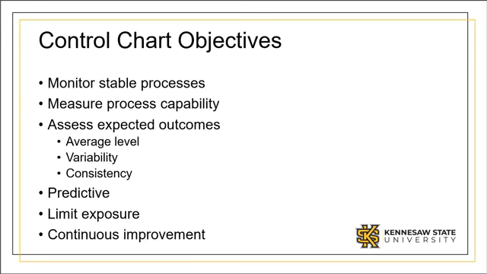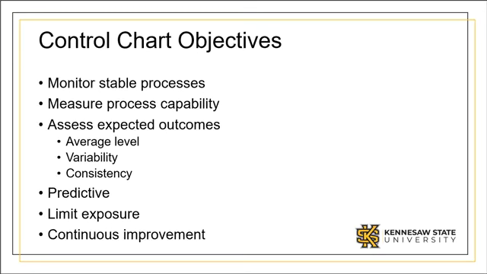SPC allows black belts to measure, monitor, and control processes. The primary feature of SPC comes in control charting. All processes are subject to variation. SPC enables us to monitor a stable process and identify changes due to factors other than random variation. Statistical process control also provides the ability to determine process capability and assess whether the process is operating as expected.